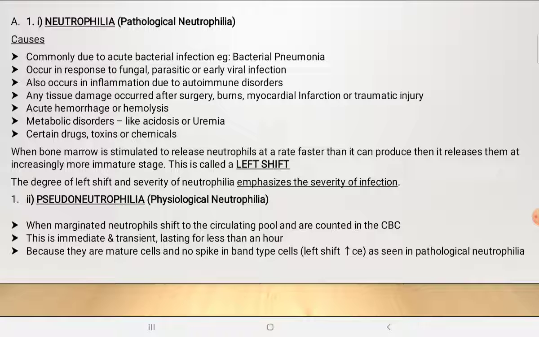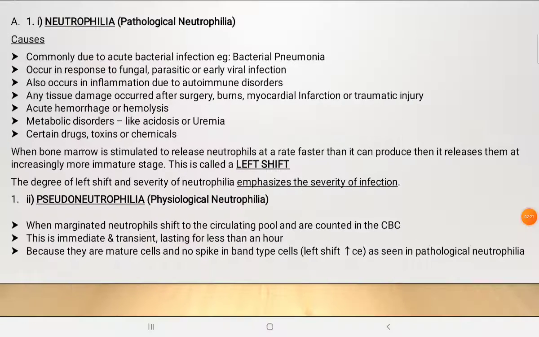When the marginal neutrophils shift to the circulating pool, and when it is counted in the CBC, it will immediately increase the CBC count and is transient, lasting less than an hour. And because they are not immature cells, there are no spikes in band type cells, that is, no left shift. This is seen in a pathological neutrophilia, but it is not due to any pathology, so it is defined as pseudo-neutrophilia.